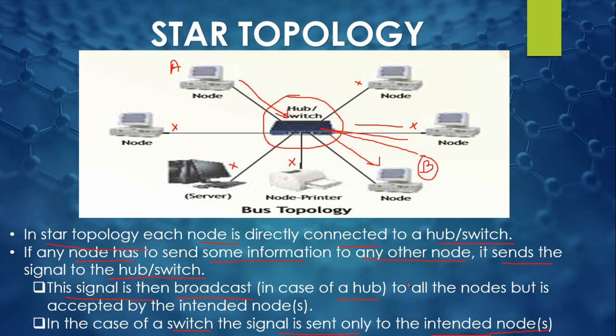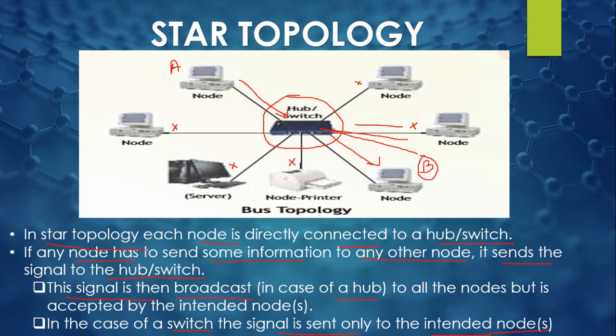So whenever a message is given by A to the switch, the switch first checks which system this message belongs to. It checks that this message belongs to system A, and what the destination of this message is. The destination of this message is system B. So when the switch checks this information, it will send the data only to B instead of sending the data to all the systems. That's why a switch is more advanced or more intelligent than a hub, because a hub transmits the data to all the systems present in the network, whereas a switch will transmit the data only to the system for which the message is sent.